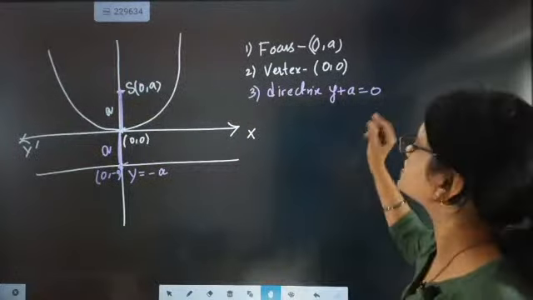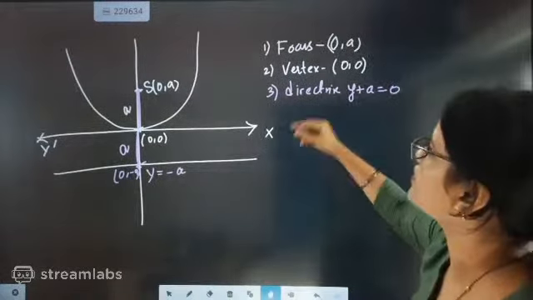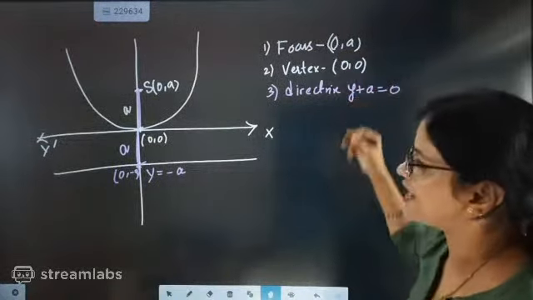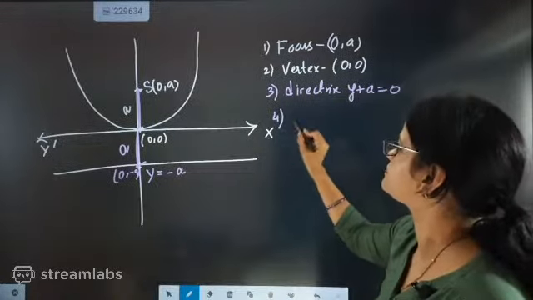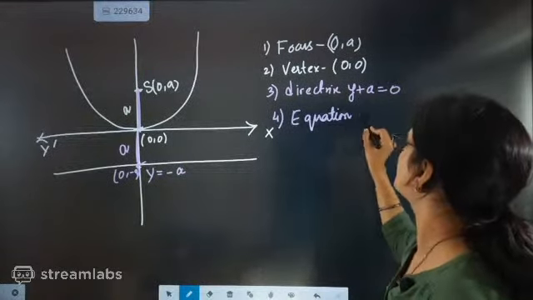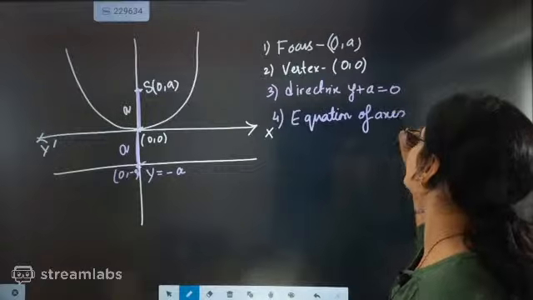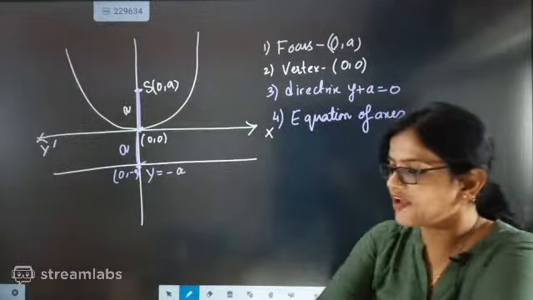So now the directrix is y plus a equal to 0. The equation of the directrix, the focus, the vertex, the directrix, all three we got. Now what next? Equation of axis. Can anybody tell me what will be the equation of axis here?